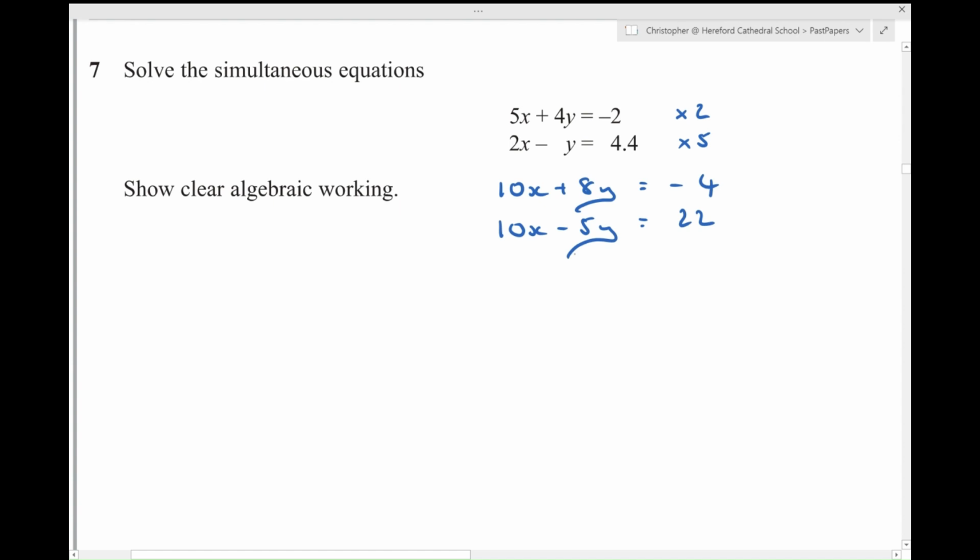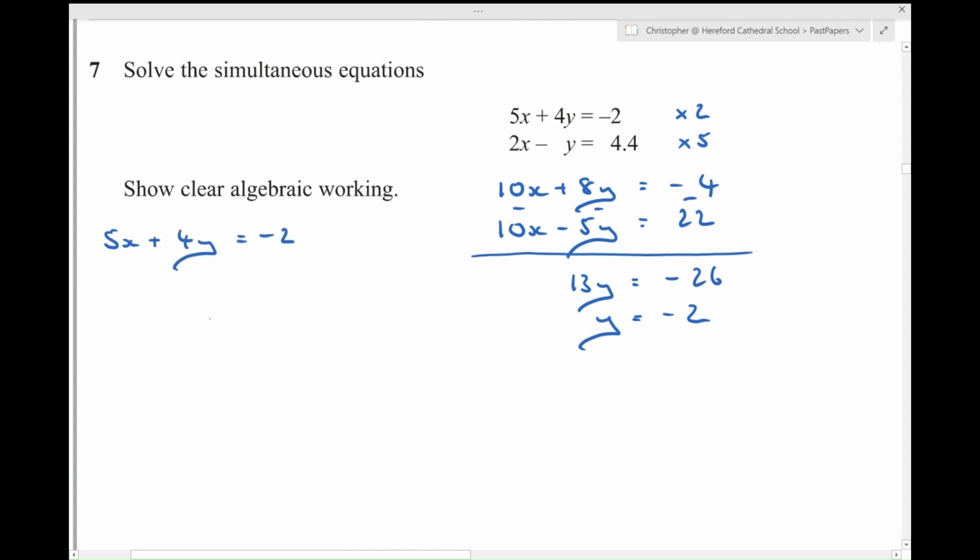Right, now I'm going to subtract the equations. I'm going to write a subtraction sign here to help me not mess up my signs. 10x minus 10x is nothing. 8y minus 5y is 8y plus 5y, 13y. Minus 4 minus 22 is minus 26. Divide both sides by 13. y is -2. Right, I'm going to use equation 1 now. I'm going to put in y is -2. That gives me 5x - 8 = -2. So 5x equals 6, adding 8 to both sides. So x is 6/5.